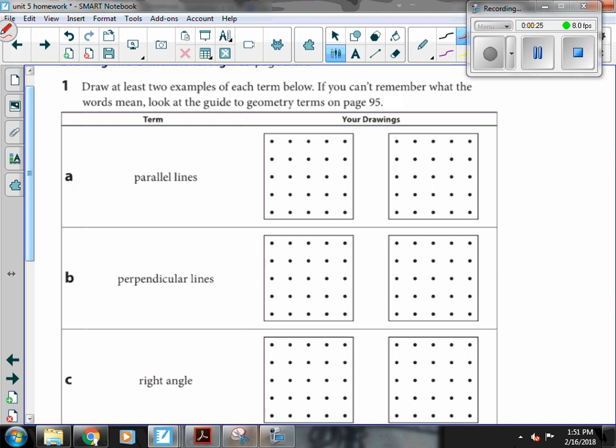So parallel lines, those are lines that never cross and are always the same distance apart. So I can put one there and one there. And I noticed here they said parallel lines, so I made sure I had arrows on the end of each of mine because they need to show that they go on forever. And my other ones, and you could put them on any dot across, they would still be parallel.